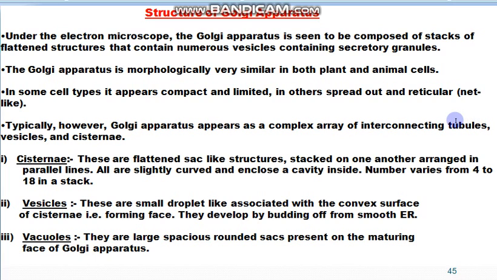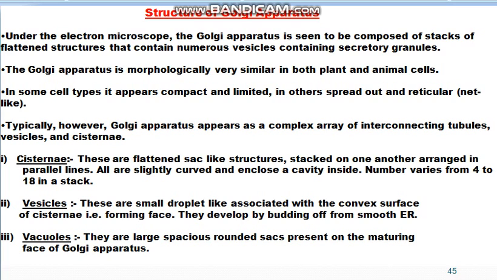Now what are cisternae? Cisternae are flattened sac-like structures, stacked on one another and arranged in parallel lines. All these cisternae are slightly curved and enclose a cavity inside. On one side there is the convex side and on the other side the concave side, and the number of these flattened sac-like structures varies from 4 to 18 in one stack. So these are the cisternae.